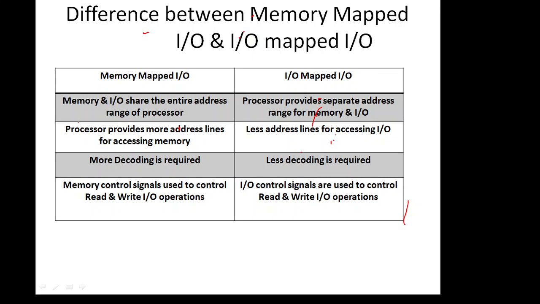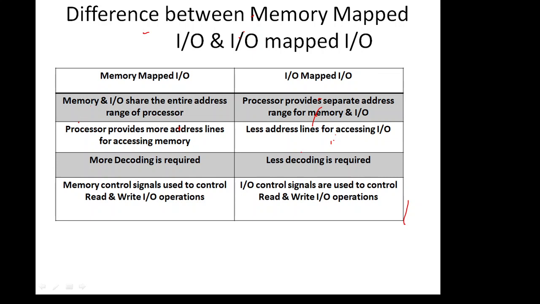More decoding is required. Why? Because the lines are going to be more, so ultimately more decoding is required. Here, less decoding is required. Why? Because the space is divided into two. Decoding 100 instructions is very hard compared with decoding 10 instructions. So memory mapped IO means decoding 100 instructions, and IO mapped IO means decoding only 10 instructions. Why? Because this 100 has been divided among the memory as well as the IO. So that is the difference.